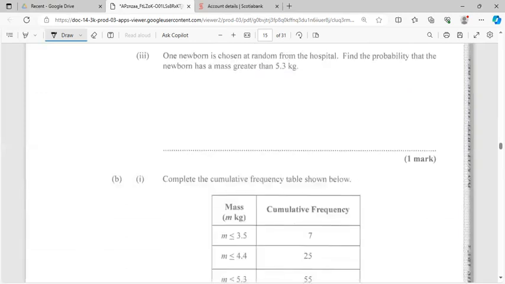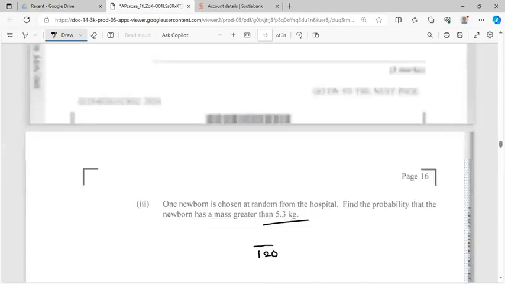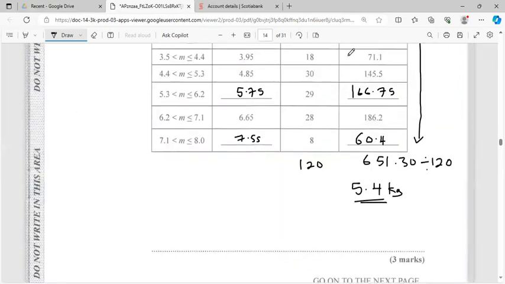Alright, it said one newborn is chosen at random from the hospital. Find the probability that the newborn has a mass greater than 5.3 kilograms. So we know that the total is 120. So let us figure out the mass greater than 5.3. So go back up to the table. We can get that from the table. So here is less than or greater than 5.3. So this is our cutoff point. So all of these persons have a greater mass. So it will be 29, 28, and 18.